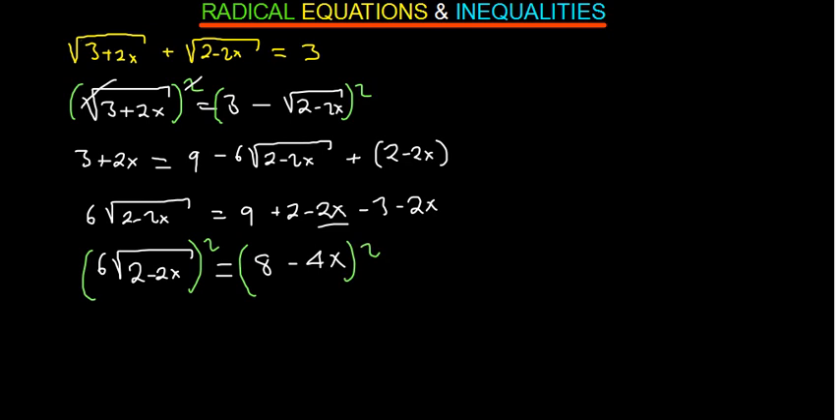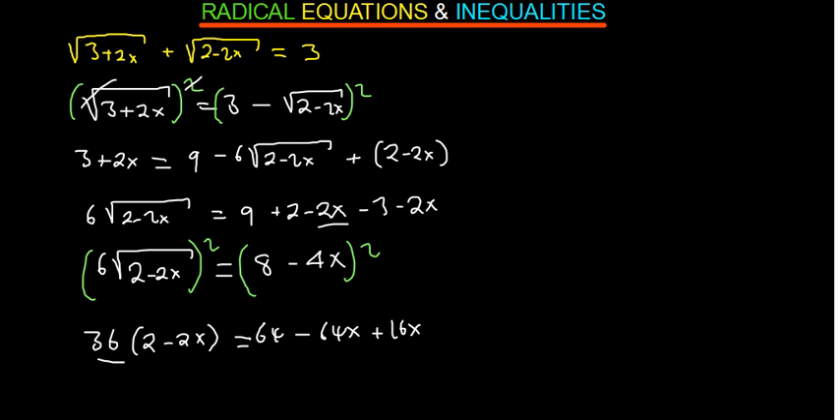So what we are going to have is 6 squared is 36. And then the root is squared. You just remain with what is inside the root. That is 2 minus 2x. And that is going to be equal to, here 8 squared, it is going to be 64. And then 2 multiplied by 8 multiplied by 4, that is the same as 2 multiplied by 4, which is 8, and then 8 times 8 is still 64. So that is going to be negative 64x. And then 4 squared, that is going to give us positive 16x.